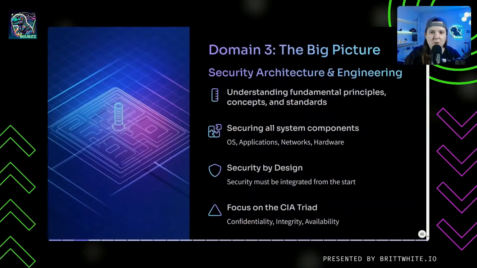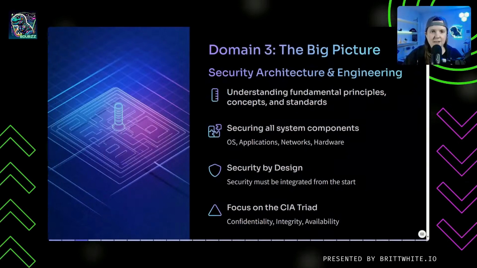The single most important takeaway from this entire domain is that security must be integrated from the very beginning. It's not something we can just sprinkle on top at the end like some kind of magic security dust. We, as security professionals, need to be involved in the entire engineering lifecycle, from the very first spark of an idea all the way through when the system is finally retired. This is what we call security by design. And trust me, it's not only the most effective way to do things, it's also the most cost-effective in the long run.